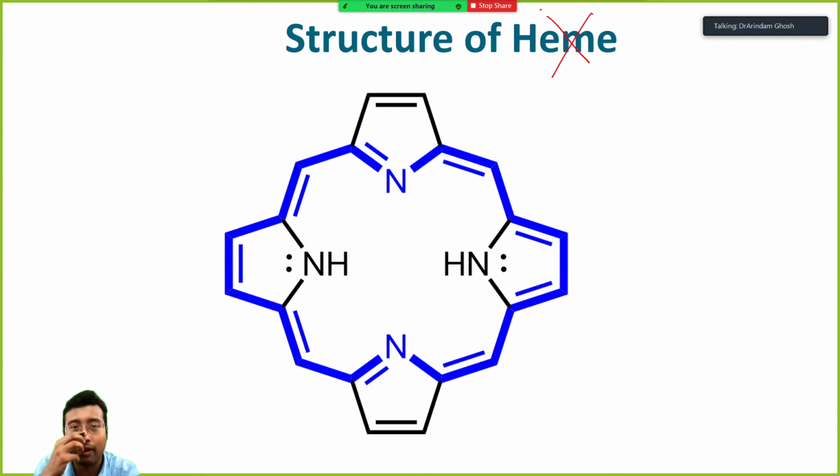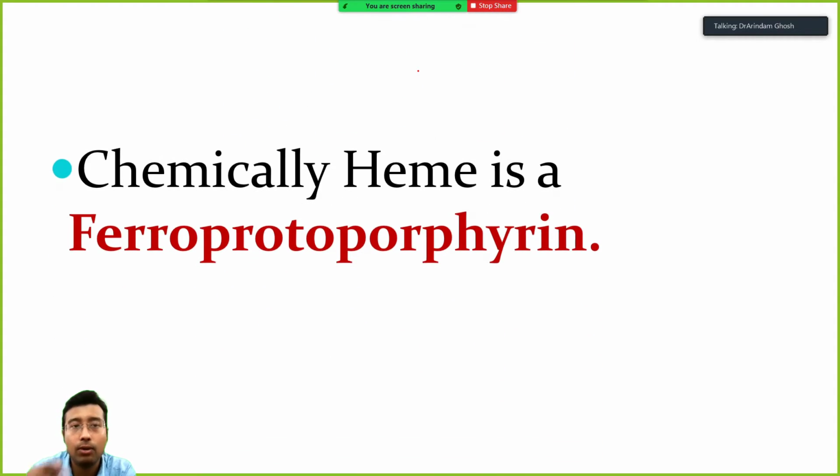Now all porphyrins will vary depending on the many subgroups and side chains that will be attached over here. So based on the differences of these side chains, the porphyrins will vary. For example, hemoglobin, myoglobin, cytochrome, everything will vary depending on the side chains only. So chemically, heme is a ferroprotoporphyrin. This is very important. This line.